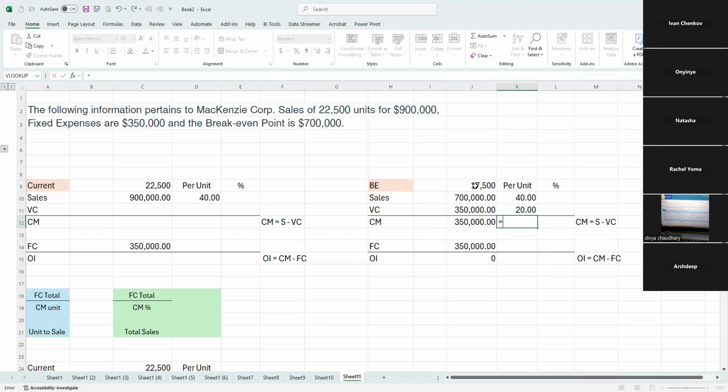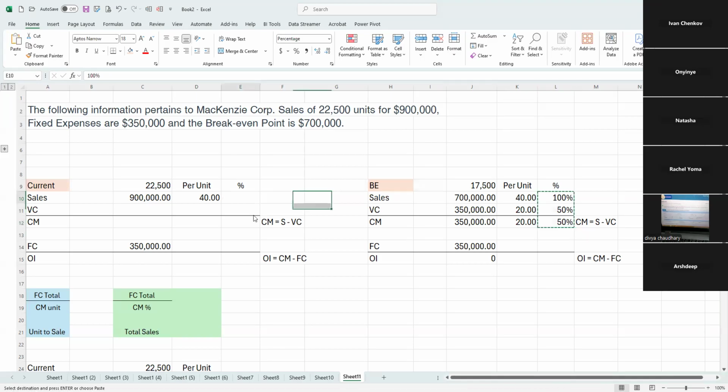How much is my contribution margin per unit? $20. As a percentage, sales is 100%, variable cost is 50%, and contribution margin is 50%. How will those percentages change between the break-even and current situation? They're going to remain the same. Let's leave it the same. So do I know my variable cost per unit?